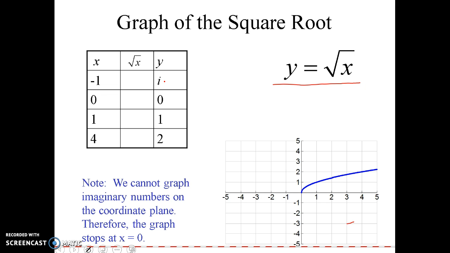But we can't take the square root of a negative number, so we can't use any of these numbers here on this side of the graph because those numbers will just give us imaginary numbers, and we can't graph imaginary numbers on the coordinate plane. And so that's the parent function for square root equations.